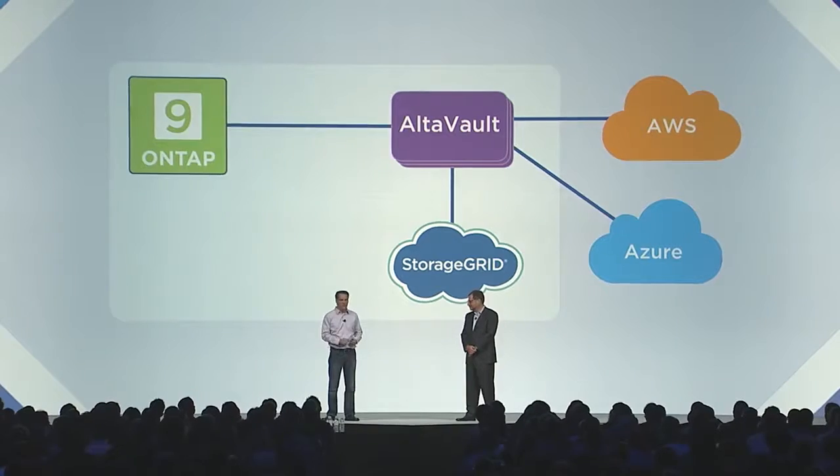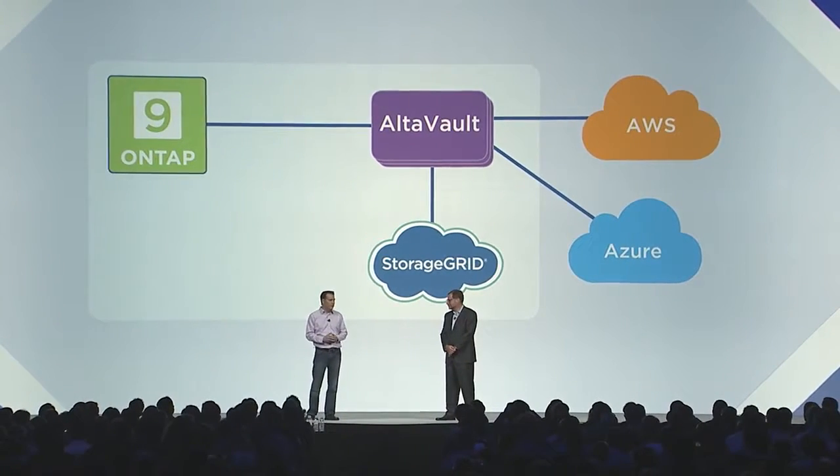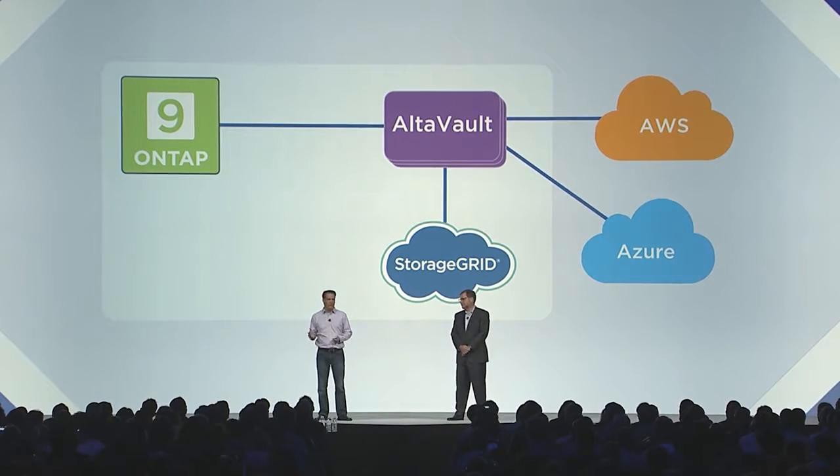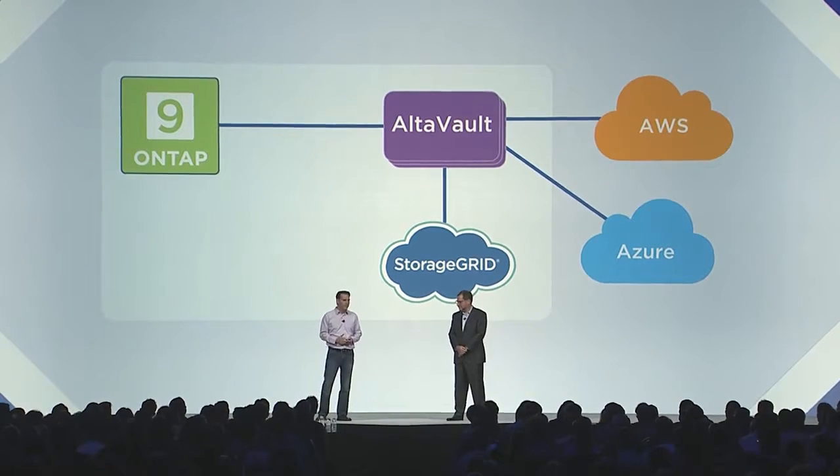Now, AltaVault can support 20 different object stores, but here we're showing 3. For public cloud, we're showing Amazon and Azure, and for private cloud, we're showing NetApp's own StorageGRID. Now, last year, we told you we're going to bring SnapMirror to more systems. Well, I'm happy to say that we've taken our first step. We've integrated ONTAP and AltaVault with SnapMirror. Done.